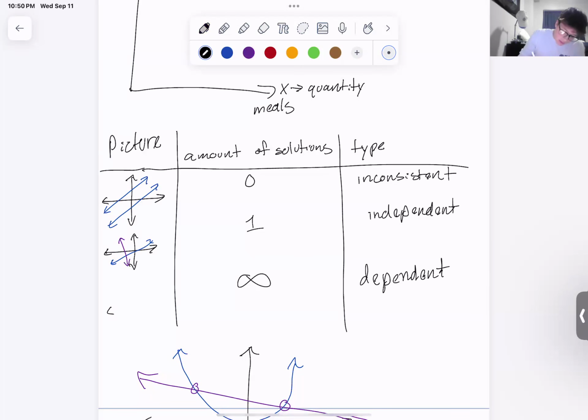And when there's infinite solutions, that means they are on top of each other. Literally on top of each other at all times. They're always on top of each other. They love each other. So there's infinite solutions, because at every point, they're intersecting.